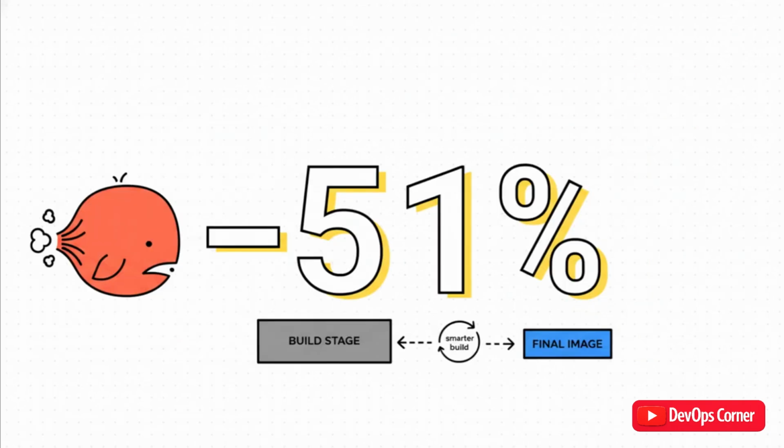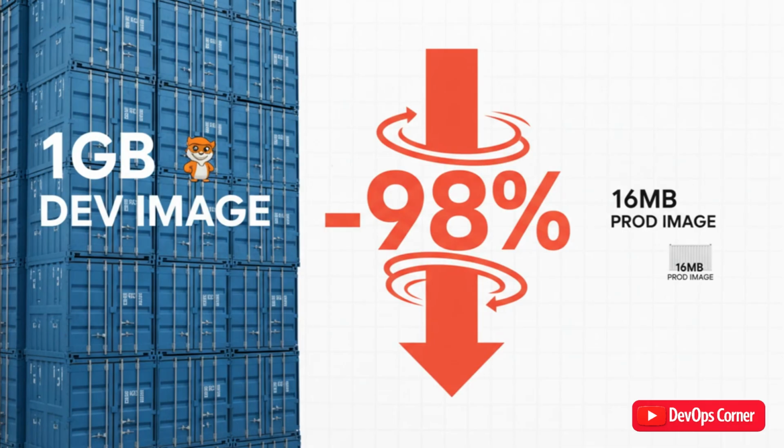That is a 51% reduction for the exact same application with the exact same functionality. We didn't change a single line of our app's code. We just built it smarter. And for compiled languages like Go that spit out these nice self-contained static binaries, the results can be even more insane. We've seen real-world examples where a 1 gigabyte development image shrinks down to a final production image of just 16 megabytes, a 98% reduction. That completely changes the game for how fast you can deploy.